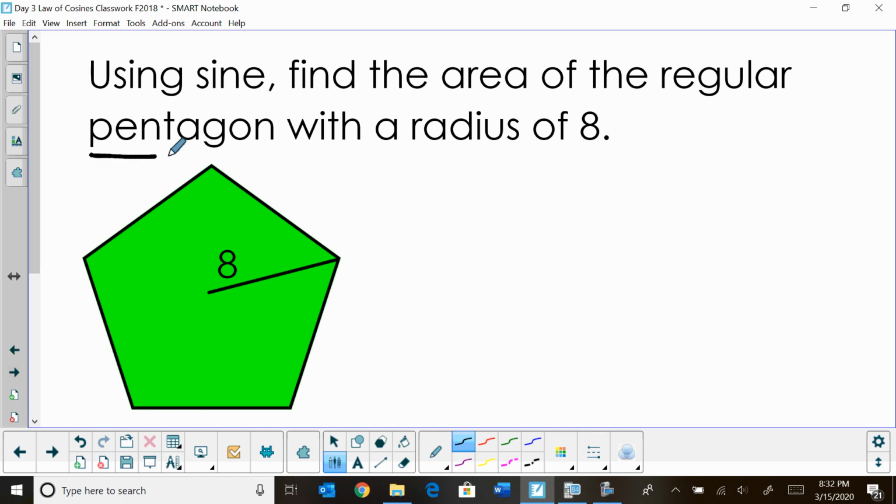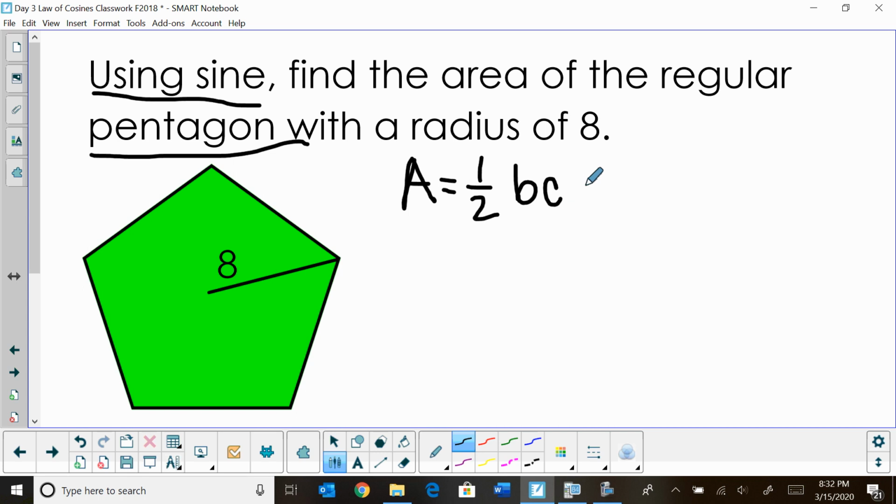So let's start with a pentagon. Okay, we're going to use the sine formula. So let's write it down so we know what we're working towards. We need to use 1/2 BC sine A. So we need a side angle side in this case.